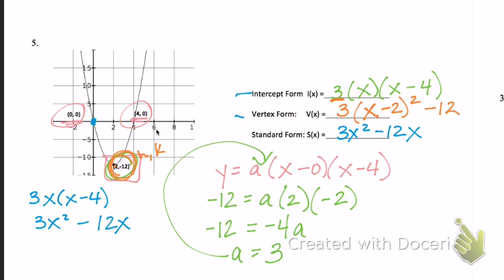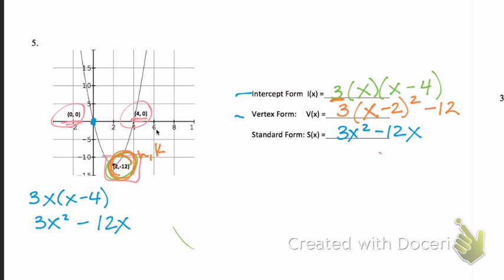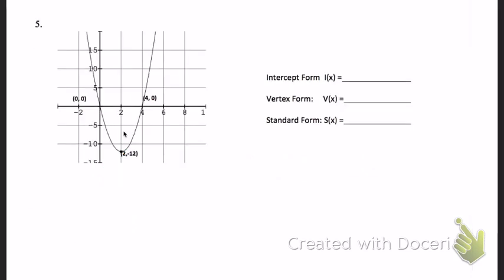Another way that you could have done this, I just want to show you both ways. Another way that you could have done this to originally solve for your a is if you wanted to use the vertex form, which would be y equals a times (x minus 2) squared minus 12. You could choose either 4, 0 or 0, 0. Well, okay, so a second way that you could have done it is if you did the y equals a(x minus 2) squared plus k, or minus 12.